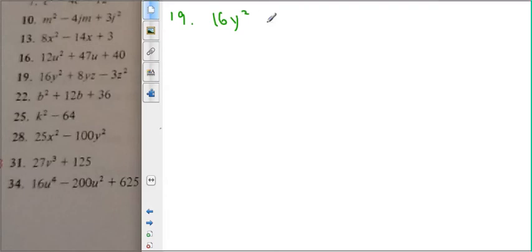(16y squared plus 8yz minus 3z). Now here, even though we have z and z squared, it doesn't really matter. We just have to play with the numbers here. Same way as before. 16 gets you what? 1 and 16, 2 and 8, and 4 and 4. How about 3 is simply 1 and 3. How can we get 8?